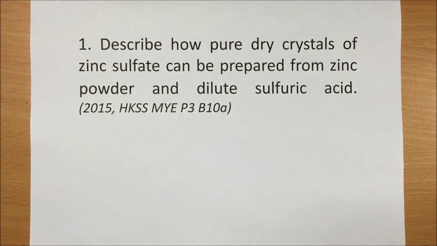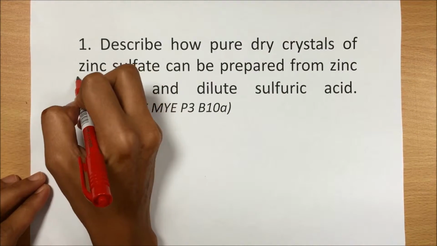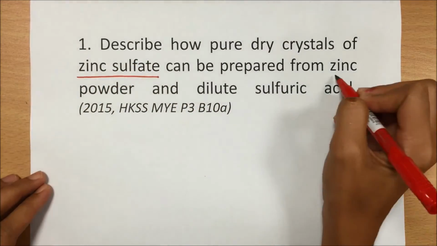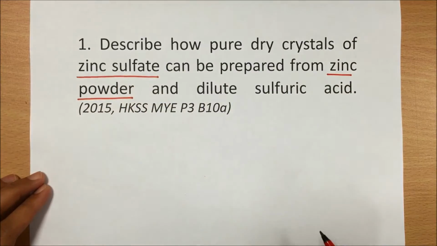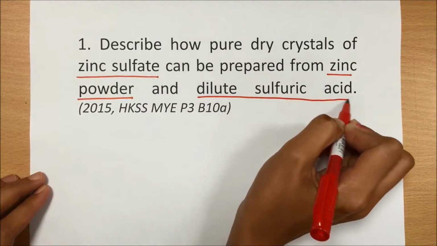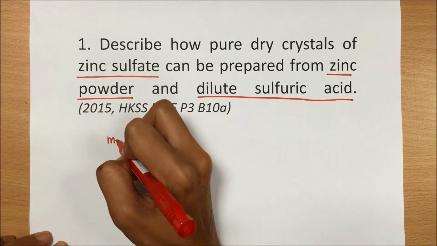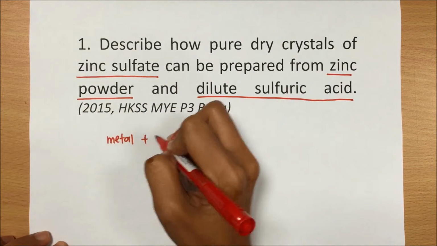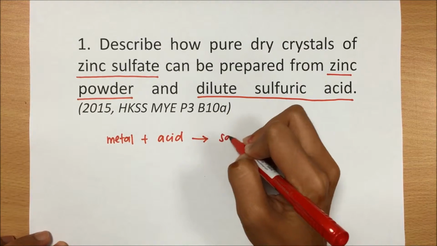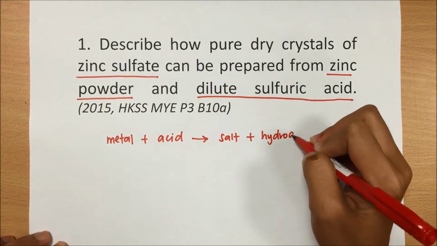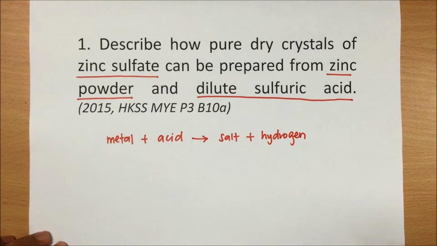Take a look at question 1. The key points are to prepare zinc sulfate from zinc powder and dilute sulfuric acid. Zinc is a metal and dilute sulfuric acid is an acid. From the chapter on acids and bases, you learned that metal and acid reacts to produce salt and hydrogen gas.